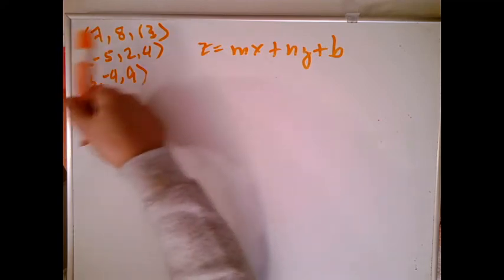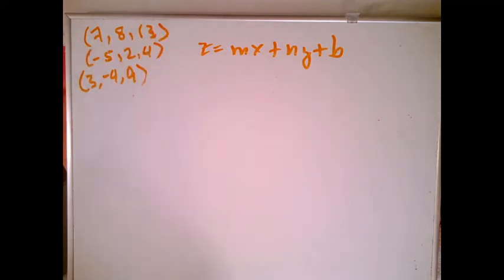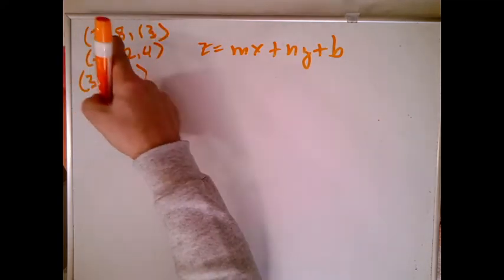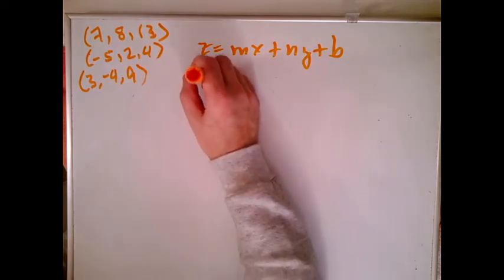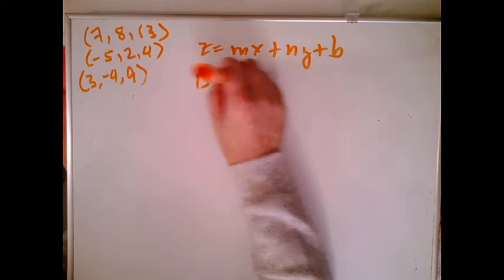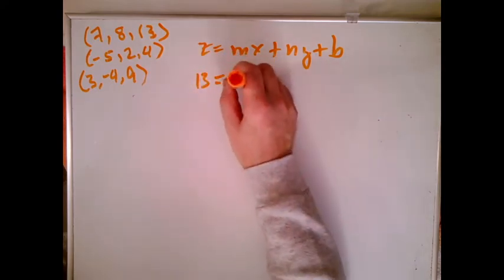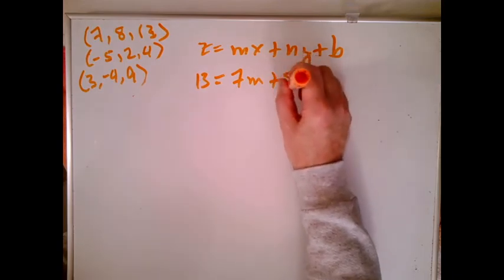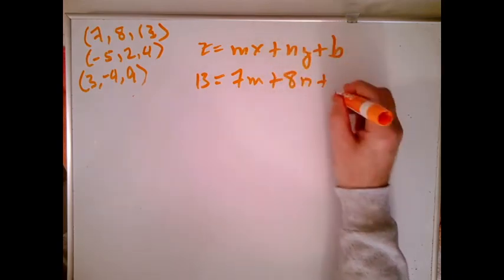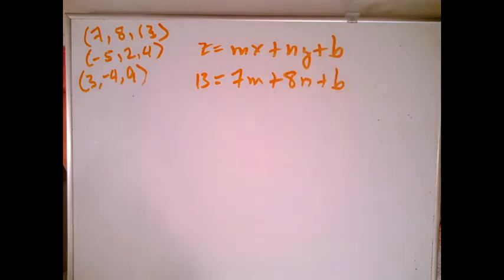But we know that 7, 8, 13 is supposed to be on there. That says if we put in a 7 for x and an 8 for y and a 13 for z, it's supposed to work, right? So I'm going to write down 13 equals 7m, don't know what m is, plus 8n plus b, like that. Now what is that, by the way? That's a linear function in 3 variables. But we can get more equations.